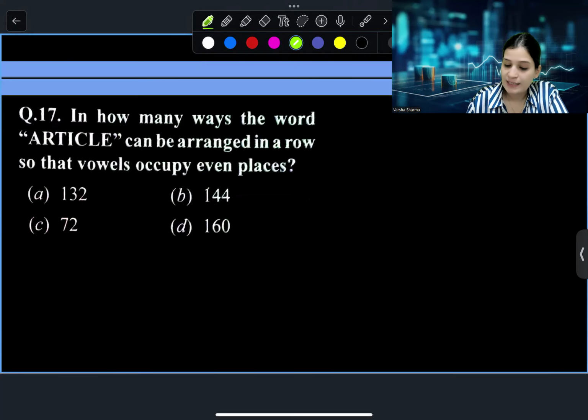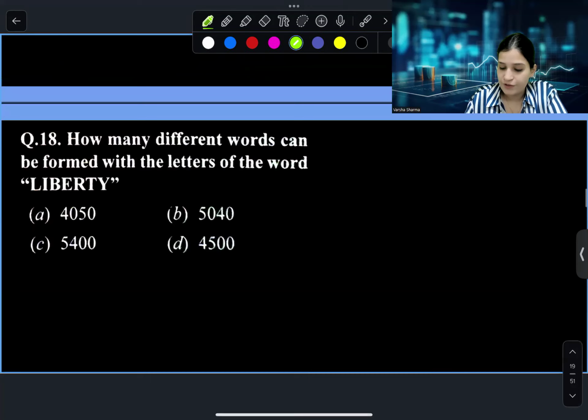(17) In how many ways can the word article be arranged in a row so that vowels occupy even places? Same 144, we just did that. Different words can be formed with the letters of the word liberty. Liberty, 7 letters, 7 factorial. 504.